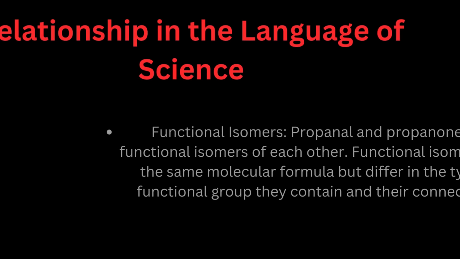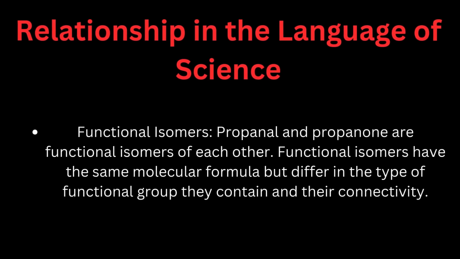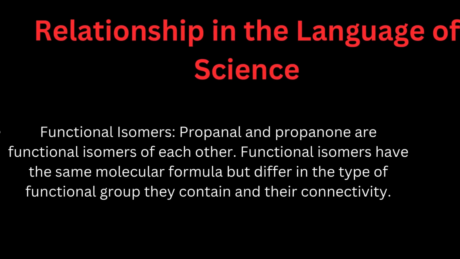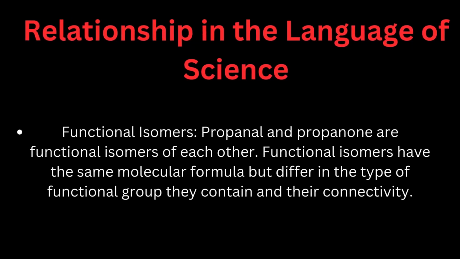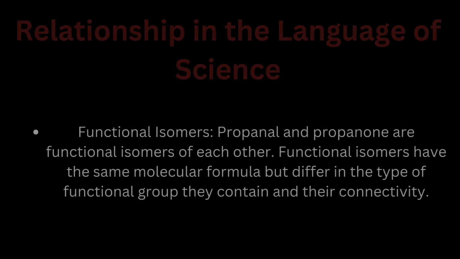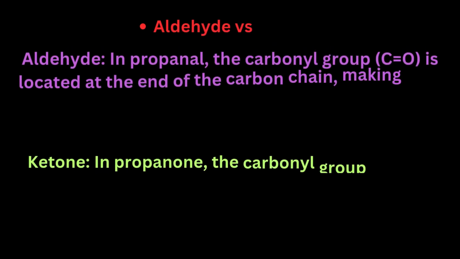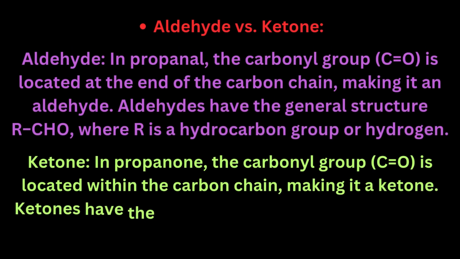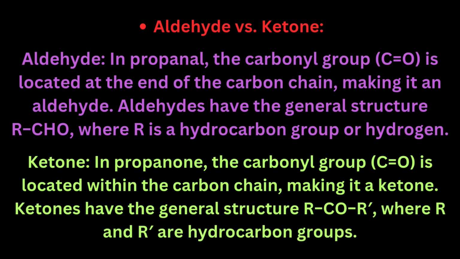IUPAC name, propanone. Relationship in the language of science. Functional isomers, propanal and propanone are functional isomers of each other. Functional isomers have the same molecular formula but differ in the type of functional group they contain and their connectivity. Aldehyde versus ketone. Aldehyde. In propanal, the carbonyl group, C double bond O, is located at the end of the carbon chain, making it an aldehyde.